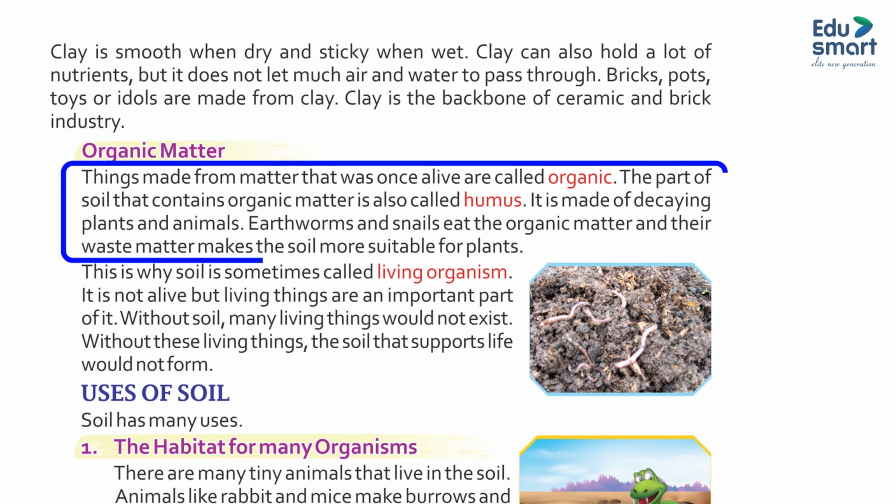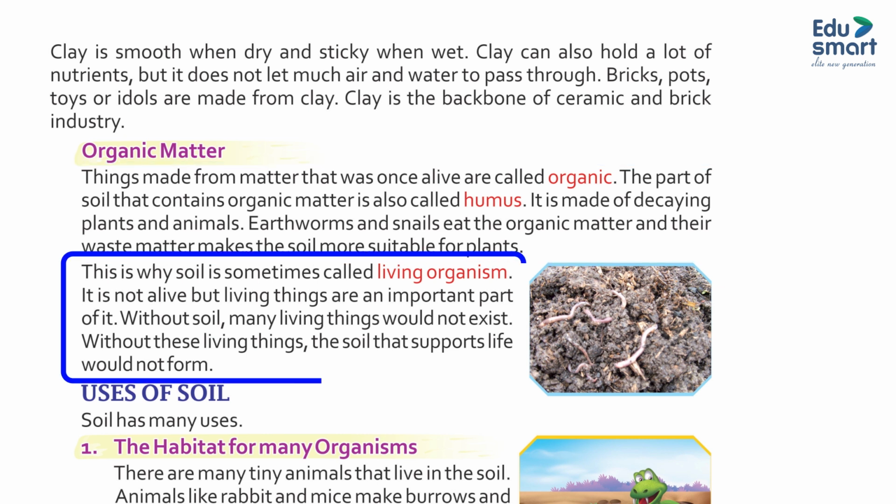Organic matter. Things made from matter that was once alive are called organic. The part of soil that consists of organic matter is called humus. It is made of decaying plants and animals. Earthworms and snails eat the organic matter and their waste matter makes the soil more suitable for plants. This is why soil is sometimes called a living organism. It is not alive, but living things are an important part of it. Without soil, many living things would not exist. Without these living things, the soil that supports life would not form.